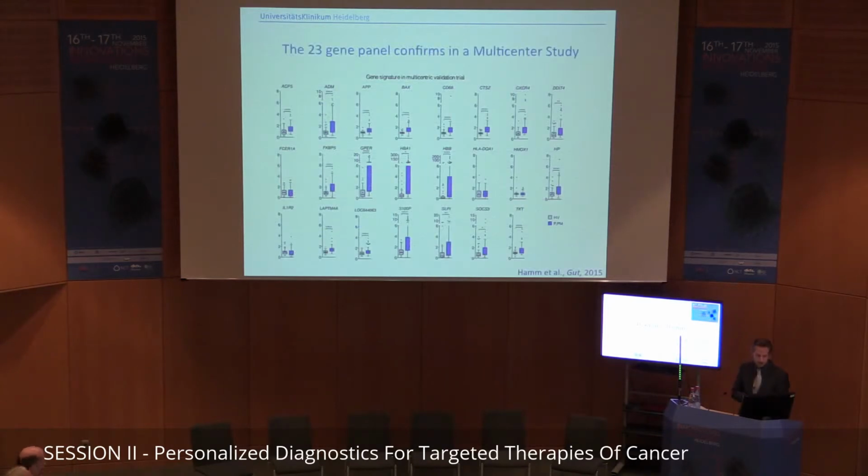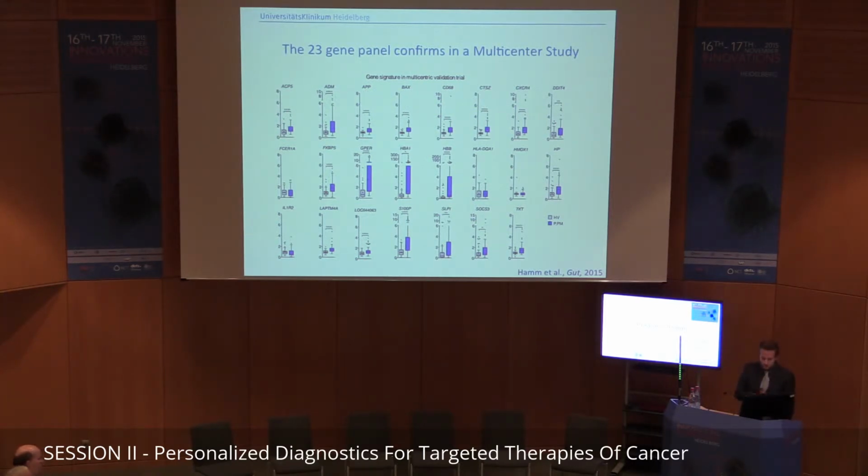We took this assay to a multicentric validation study and could show differential expression of all of these 23 genes as single genes for most of the cases. You can see here that virtually all of the genes are differentially expressed, but when taking single genes, we did this analysis in ROC analyses, the AUC, and the diagnostic accuracy was not good.